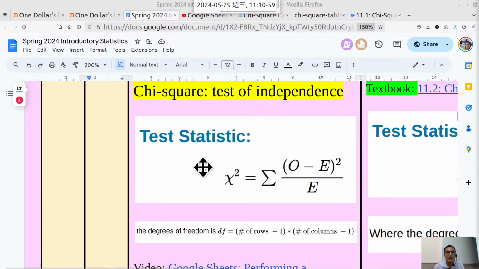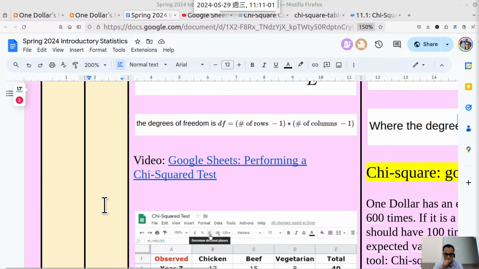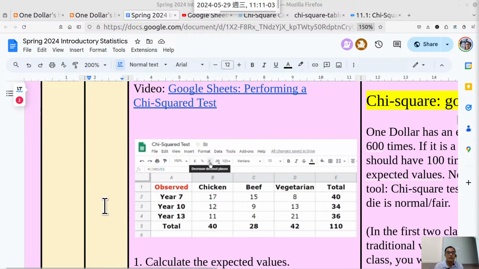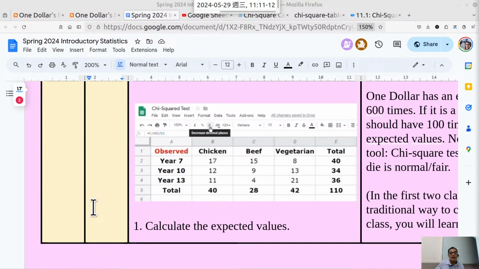And now, the similar formula, but I prefer to use the case here. Later, I will play this video because that is easier to understand and better than the textbook. And let me explain that.